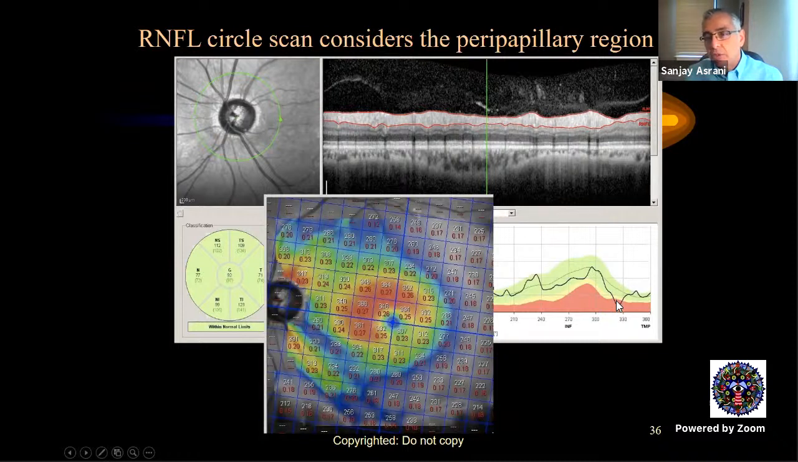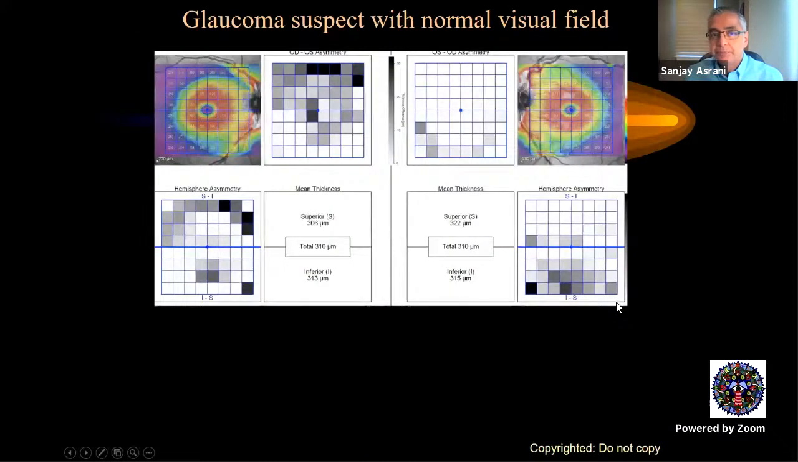So one must use both to be able to diagnose glaucoma, and as I will show you later, to follow glaucoma. Here is an example of a glaucoma suspect within normal visual field. One can see there is an asymmetry between the two eyes. Oh, by the way, this program of posterior pole thickness and asymmetry is available on all Spectralis machines at no extra cost. So if you have a Spectralis machine, you can do this. It's called the posterior pole map.